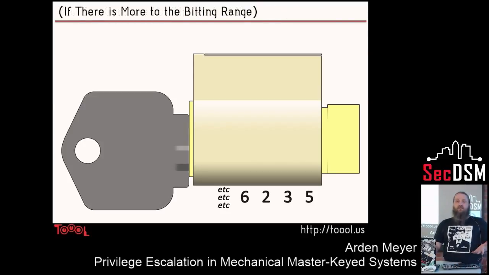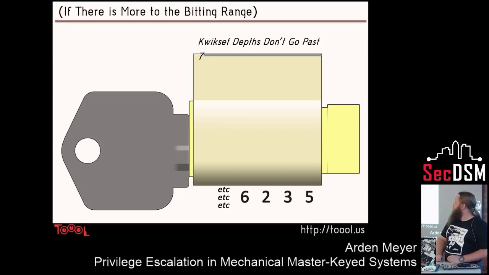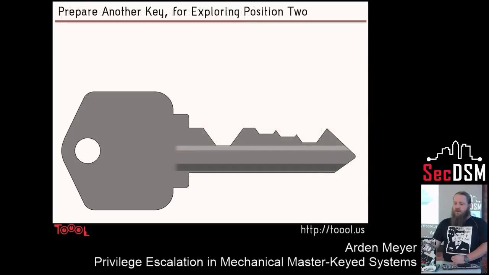So now we know that first pin stack. As the slide says, quickset depths don't go past 6 or 7. So now we take another key and we prepare for the second pin. We will cut our first to what we just discovered as a master pin depth. Pins 3, 4, and 5 will cut to our change key, the one that we were given for our office door, or Alice's office door. And we'll start back over at 0.